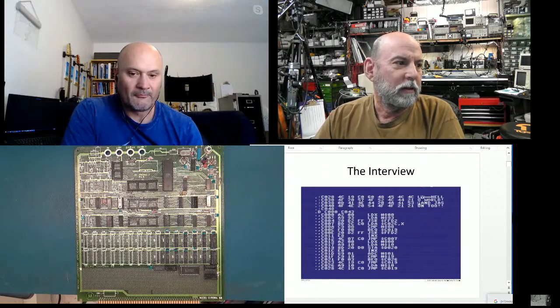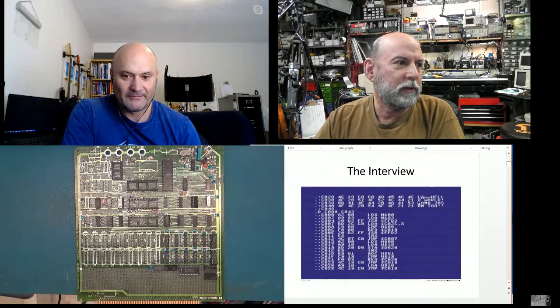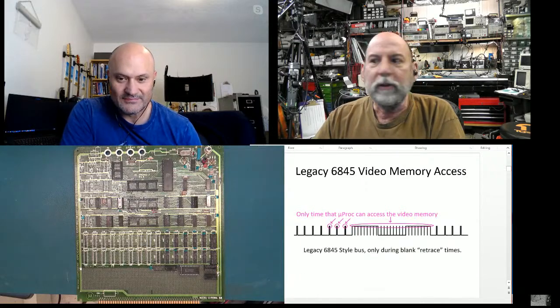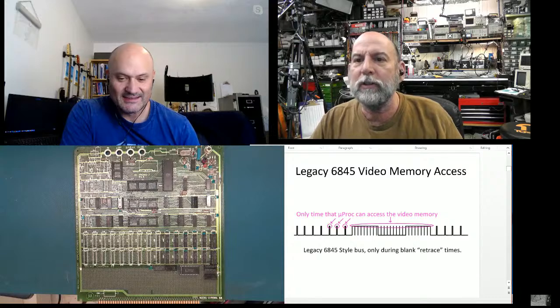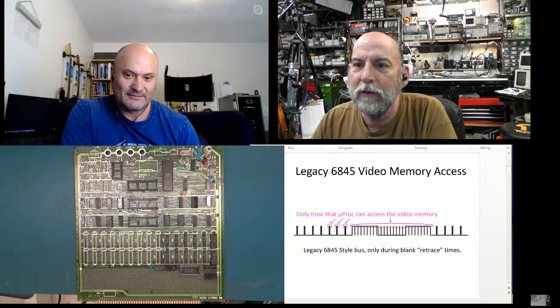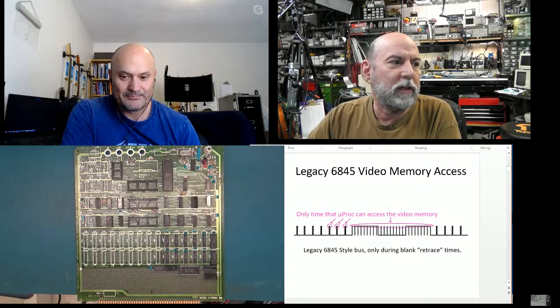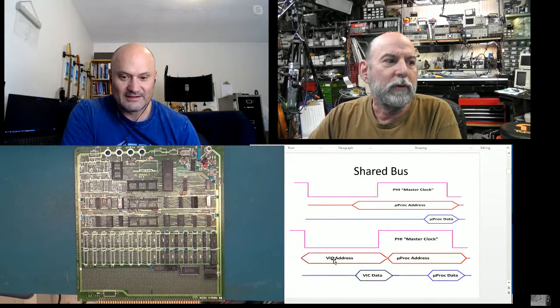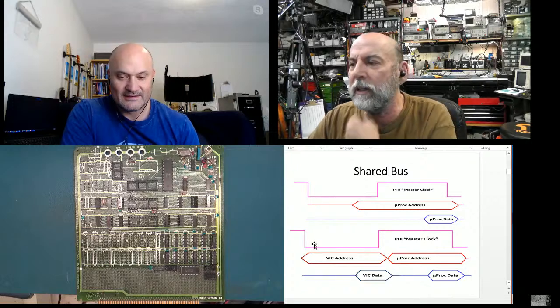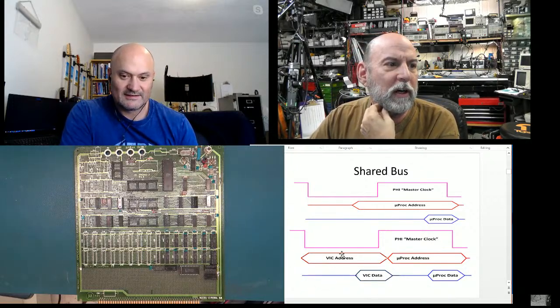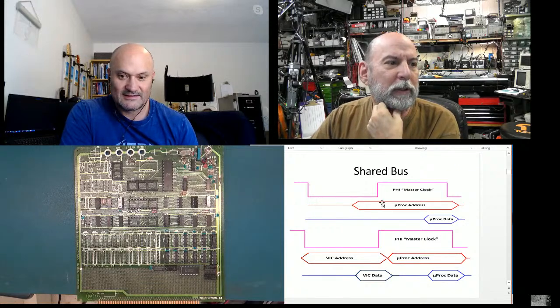Let me see if I can pull a picture up here. Oh, by the way, this legacy method is how the VIC-20 works. The VIC-20 did it the old-fashioned way, but then what the Commodore 64 did was say, okay, let's run everything twice as fast, and we'll give this period of time. So let me back up a little.